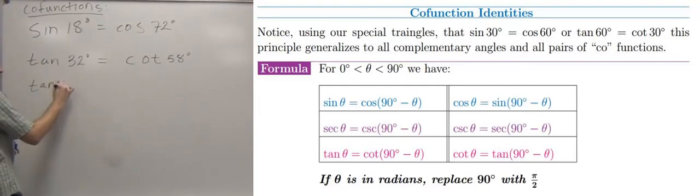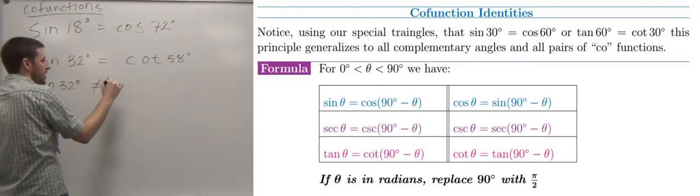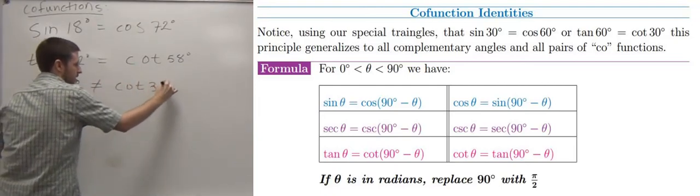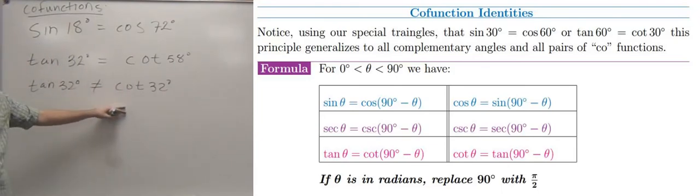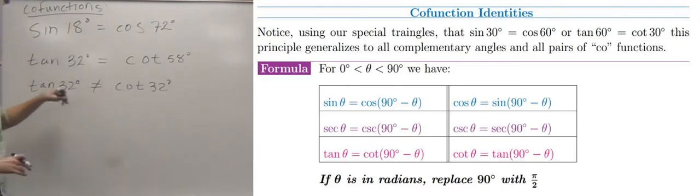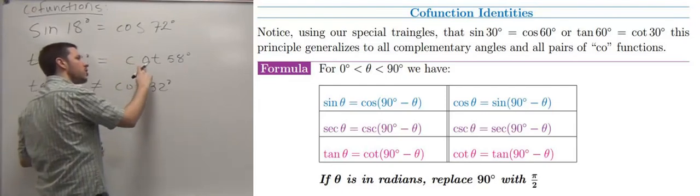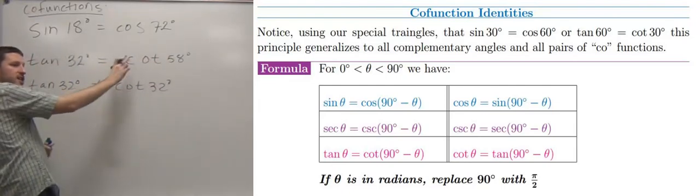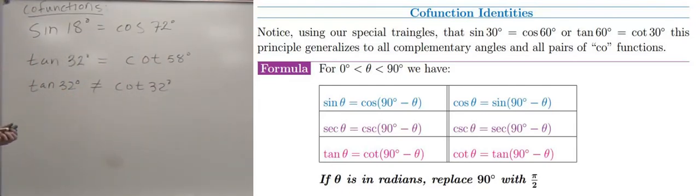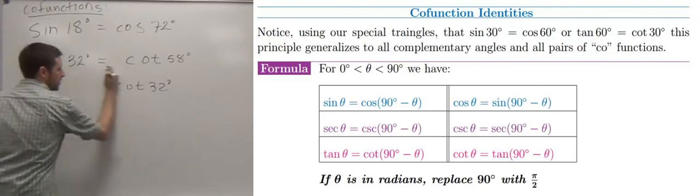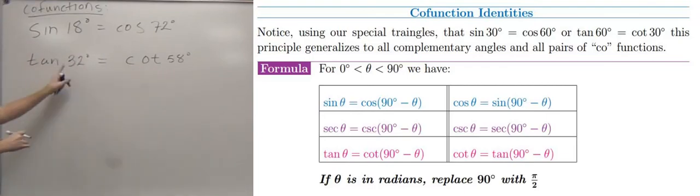Tangent of 32 is not equal to cotangent of 32. That's wrong. Okay? But tangent of 32 is equal to cotangent of 58. So you have to change the angle. You can't keep the angles the same. The angles have to change.